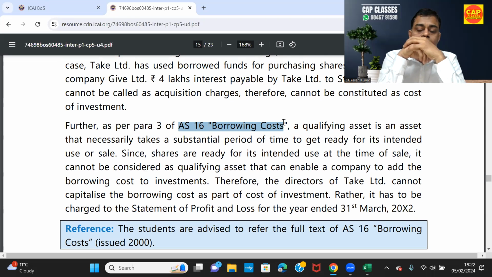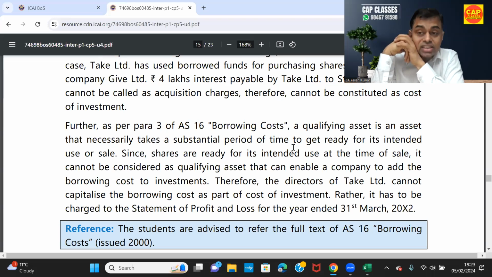Further, as per para 3 of AS 16 Borrowing Cost, a qualifying asset is an asset that necessarily takes a substantial period of time to get ready for its intended use or sale. Since shares are ready for their intended use at the time of sale, they cannot be considered a qualifying asset that can enable a company to add the borrowing cost to investments. Therefore, the directors of Take Limited cannot capitalize the borrowing cost as part of cost of investment. Rather, it has to be charged to the statement of profit and loss for the year ended 31st March 2022. Super. That's it. So, Devika, do you understand this answer?